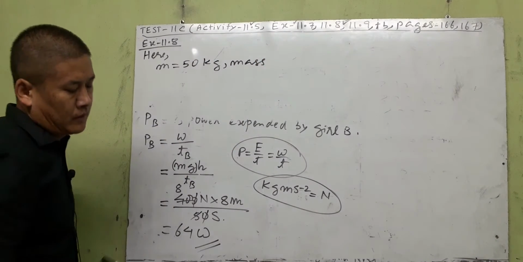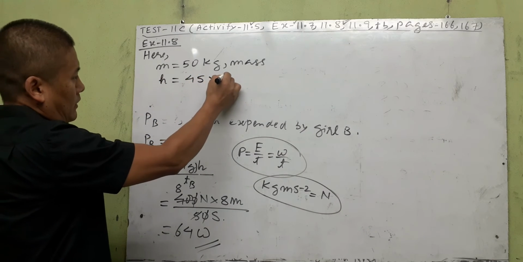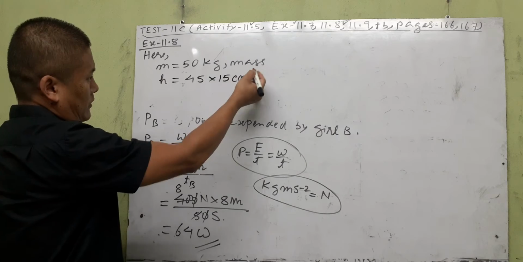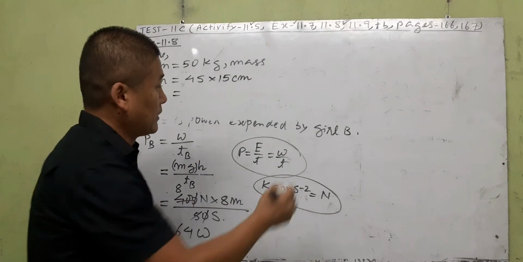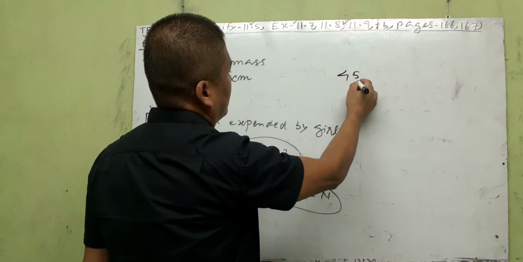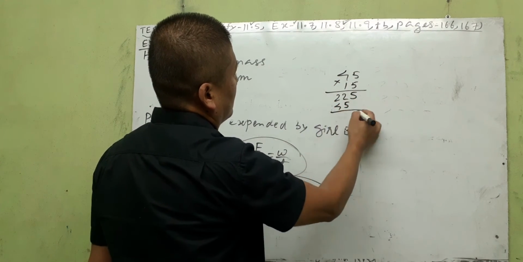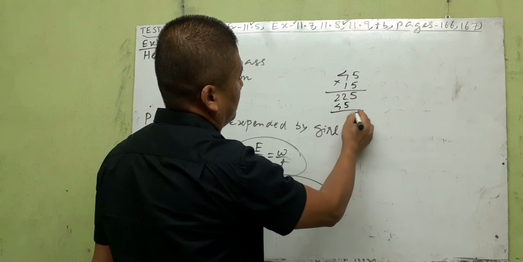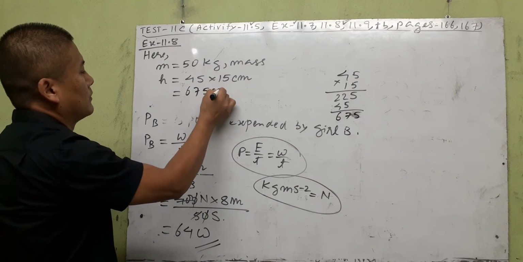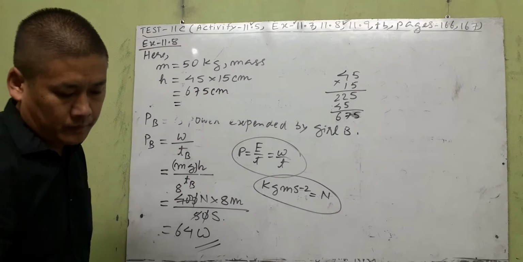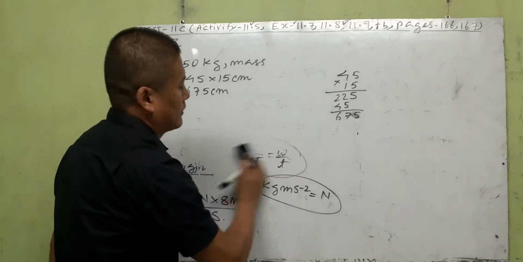Then we see that the height that he climbed is, he climbed 45 steps. Each step is 15 centimeters. When we multiply these two, 45 and 15, we get 675 centimeters. But we need to change this centimeter to meter because everything has to be in SI unit.